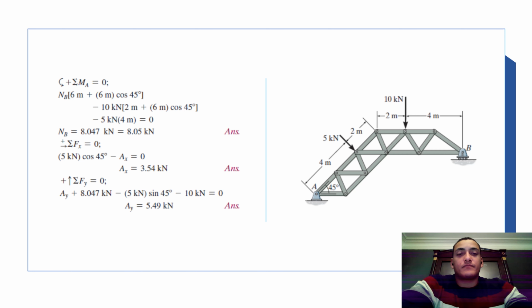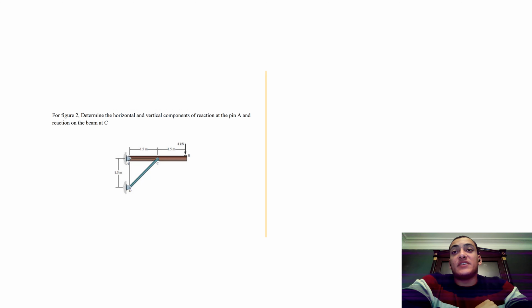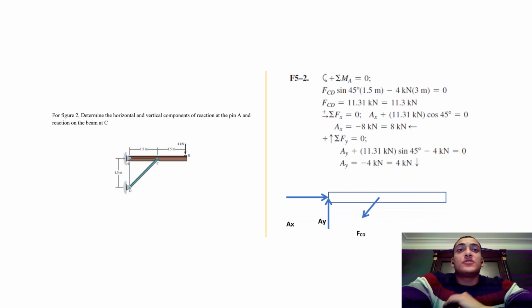Let's take this for example. For figure 2, determine the horizontal and vertical components of reaction at the pin A and the reaction on the beam at C. First let's start with finding the moment at point A, which must equal 0 as I said before. FCD sine 45 multiplied by 1.5 minus 4 kilonewtons multiplied by 3 equals 0. So FCD equals 11.31 kilonewtons, or 11.3 kilonewtons.